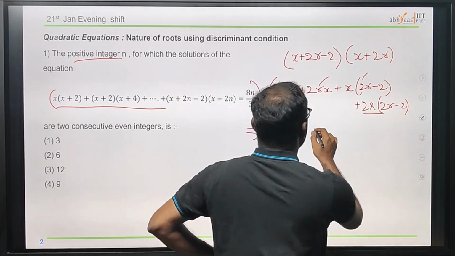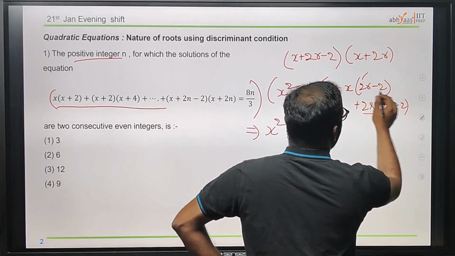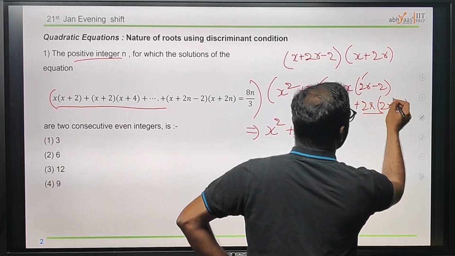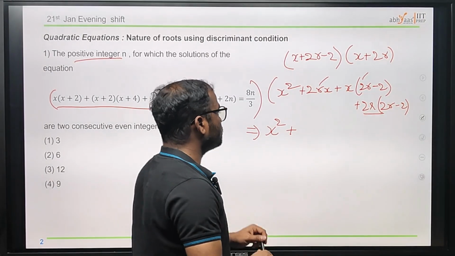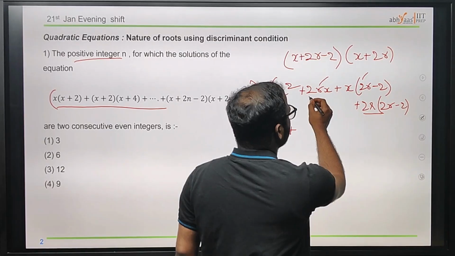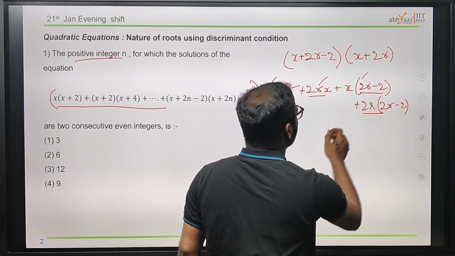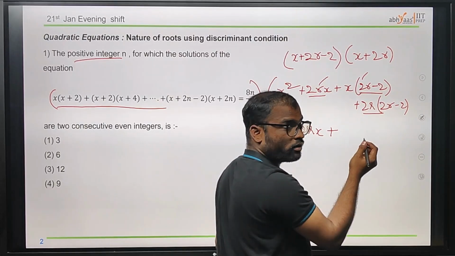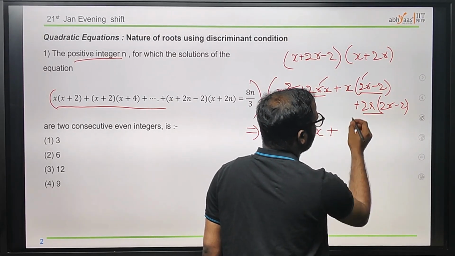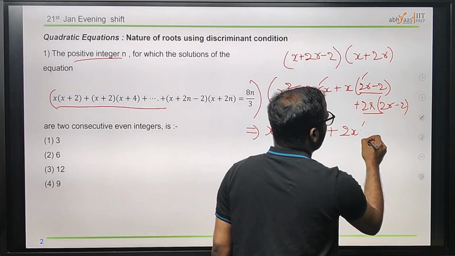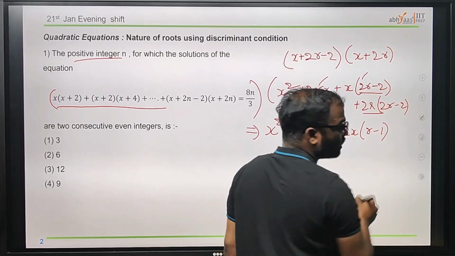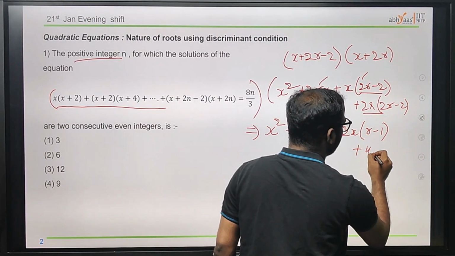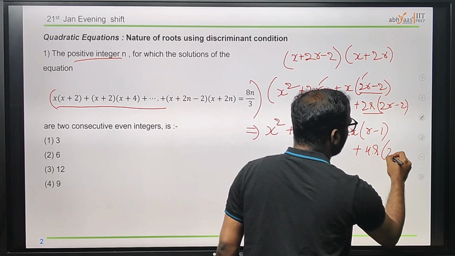Now if you observe that, here we take 2r minus 2 as common. See here we have 2r as x, and just take the 2 common from this. We will get 2rx plus, from taking 2 as common, 2x into r minus 1. And next we will have 2 as common, there will be 4r into r minus 1.